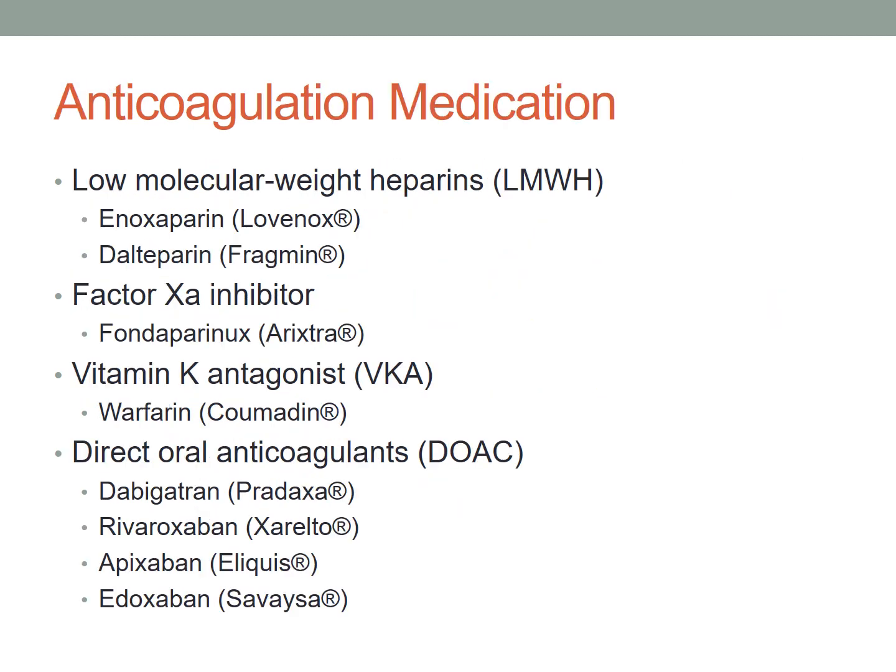Now we'll move on to the anticoagulant medications. We'll be discussing low molecular weight heparins, and although there are others, the most commonly used ones are enoxaparin and dalteparin. We'll talk about our factor Xa inhibitor fondaparinux, which has a similar mechanism of action to low molecular weight heparins, but it's a completely synthetic compound. We also have warfarin, which is our vitamin K antagonist, and then we have direct oral anticoagulants, or DOACs: dabigatran, rivaroxaban, apixaban, and edoxaban.